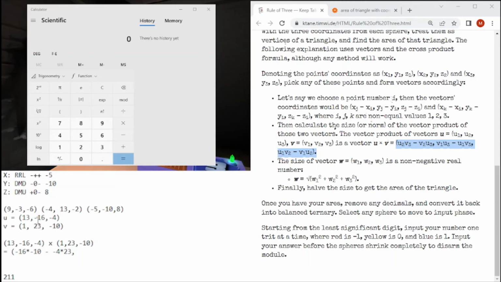For the second coordinate, we sort of ignore the stuff in the middle. We take u1 and v3, multiply those together, u3 and v1, multiply those together. Unfortunately, a weird thing you have to remember here is that it sort of goes backwards of how you might expect. So we take u3 times v1, the third one here times the first one here, and then minus the first one in u times the third one in v. So that'll be negative 4 times 1 minus 13 times negative 10.